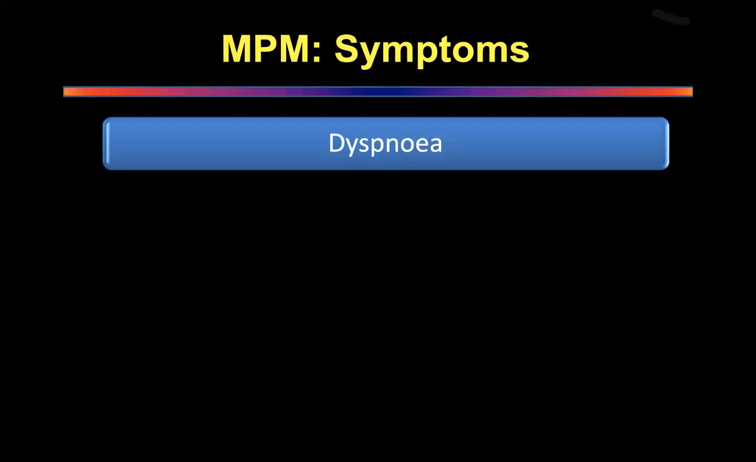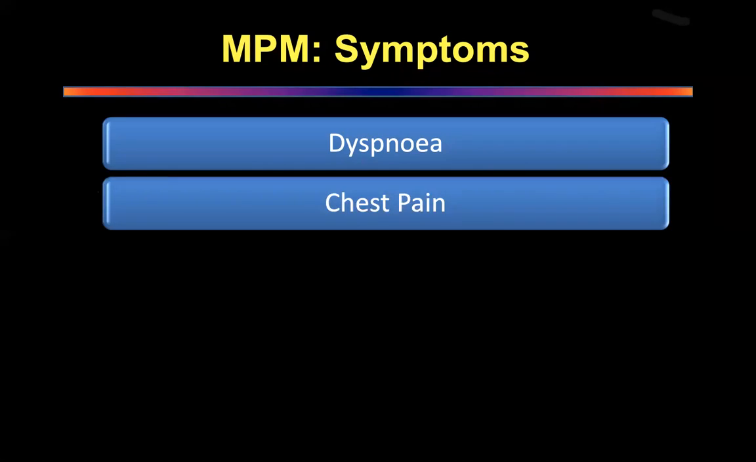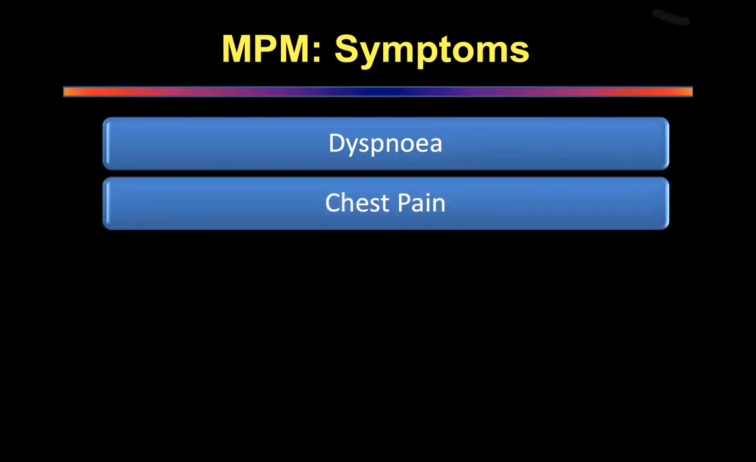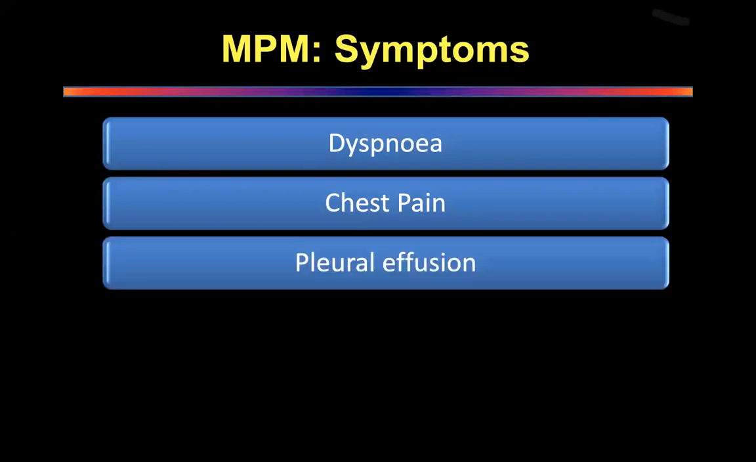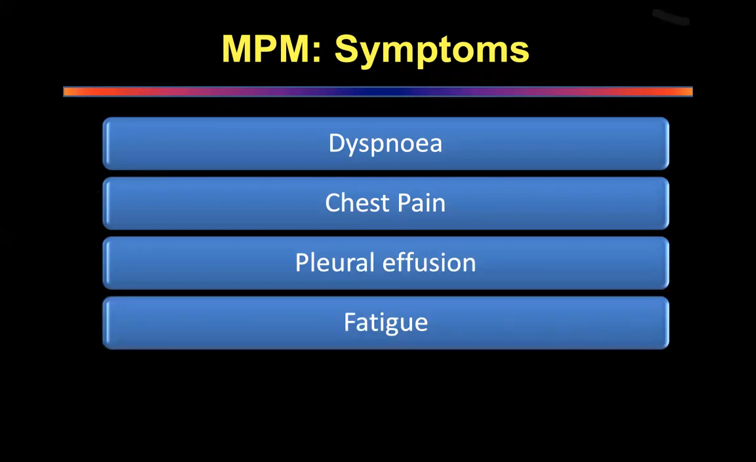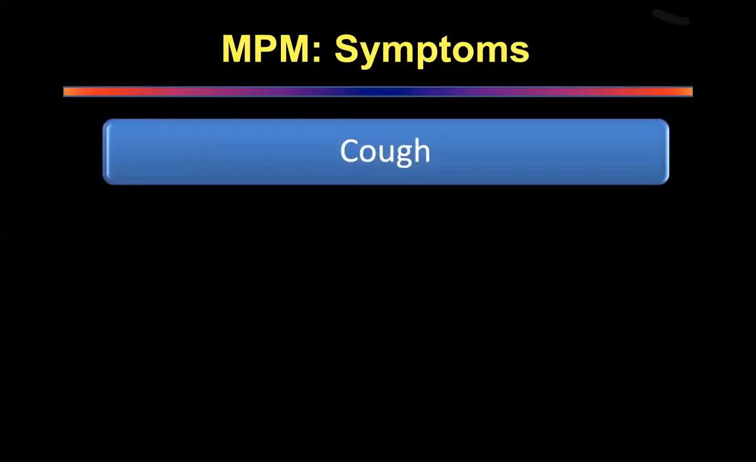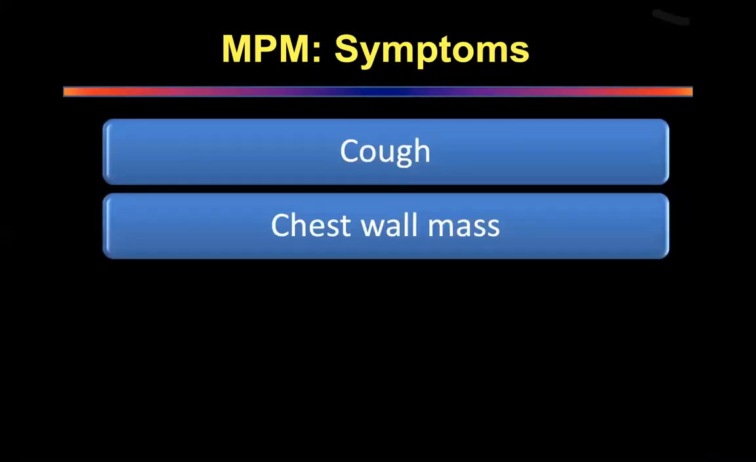So the symptoms of mesothelioma are dyspnea, chest pain. The dyspnea happens because of pleural effusion. Chest pain happens because of involvement of the parietal pleura. Pleural effusion causing these symptoms. In addition to that, there will be fatigue, insomnia, cough, chest wall mass.